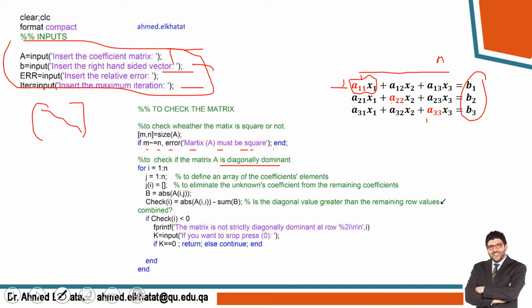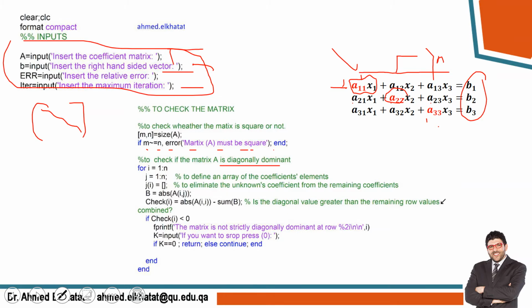So in another way, we can check if A11 is larger than the summation of both A12 and A13, then it will be predominant. And if A22 is larger than the summation of both A21 and A23, then it's predominant, and so on for A33. So how to create it?